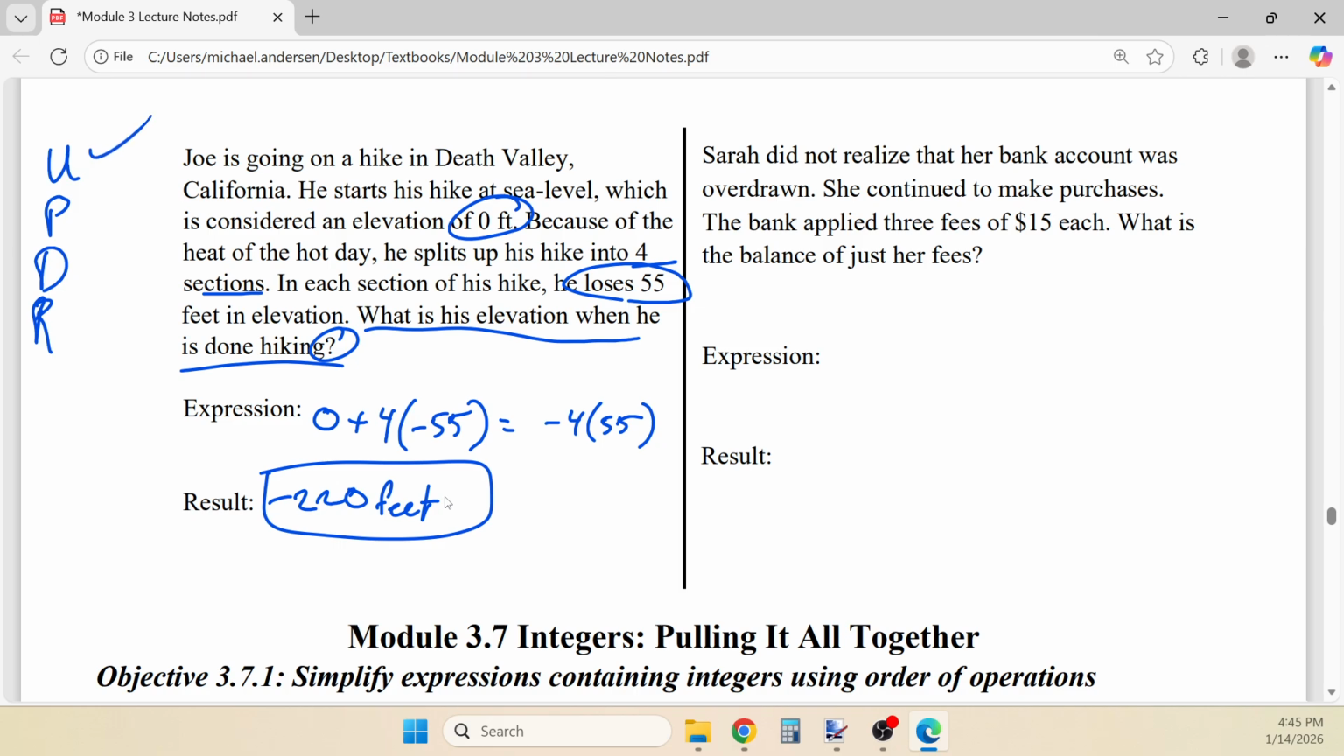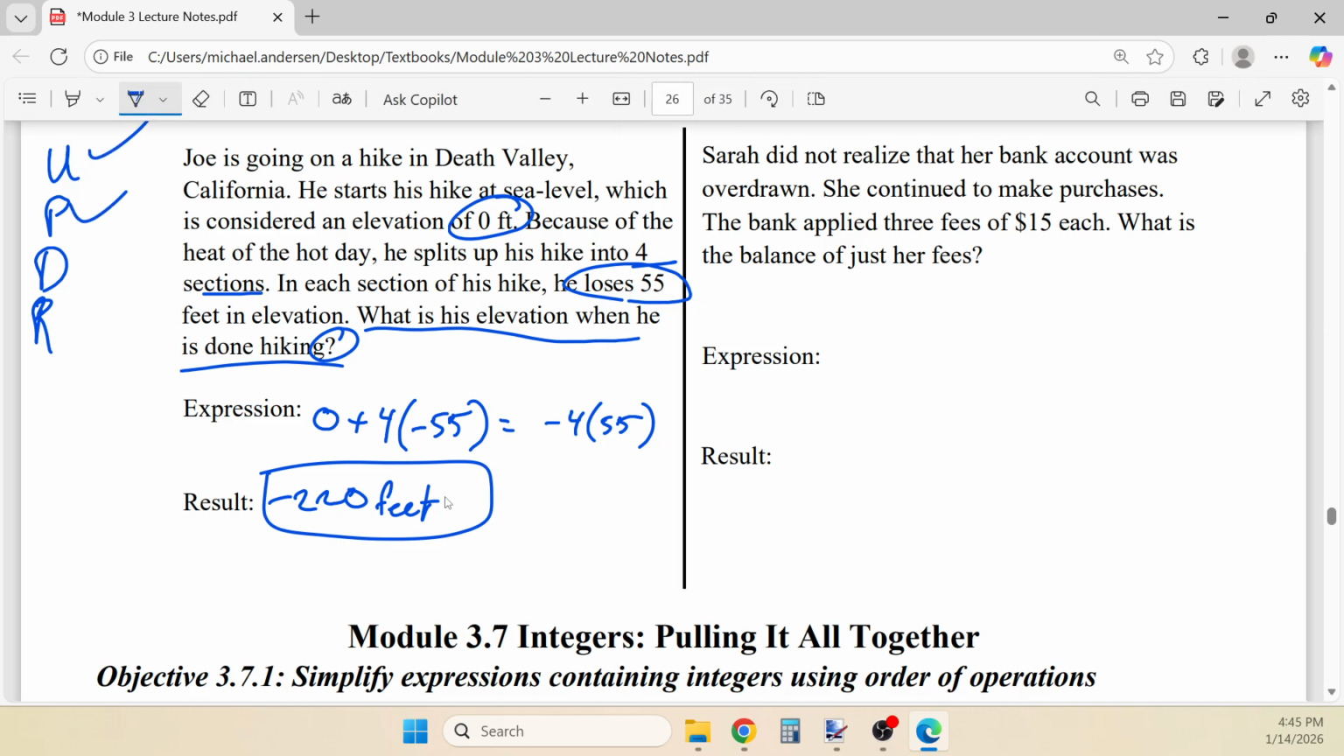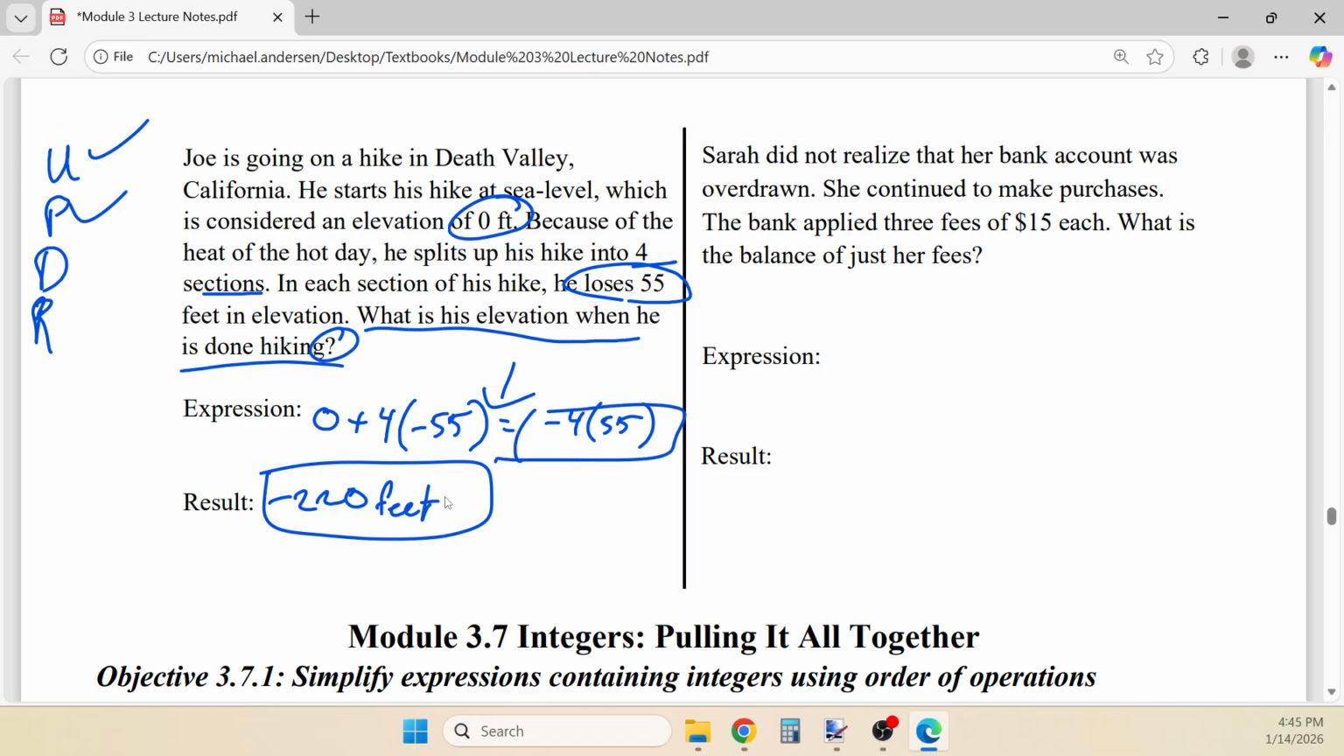Anyway, we understood the problem. We made a plan right here. We even revised the plan to get a simpler plan once we saw some nice patterns, some nice simplifications. We did the plan, and is it reasonable? Well, he's losing about 50 feet 4 times. 4 times 50 is 200. This is a little more than that. Yeah, this seems reasonable. So, not too bad.